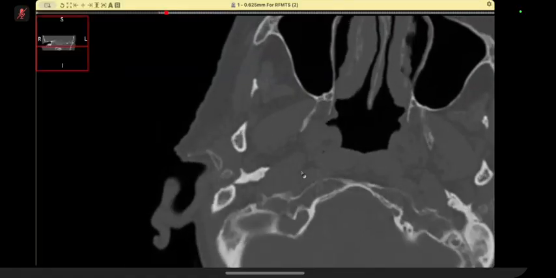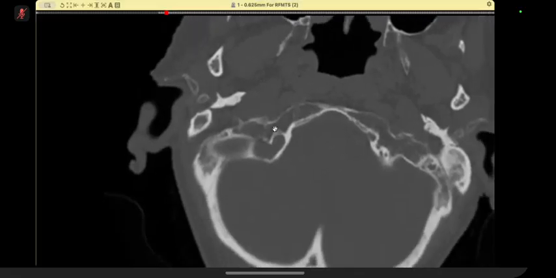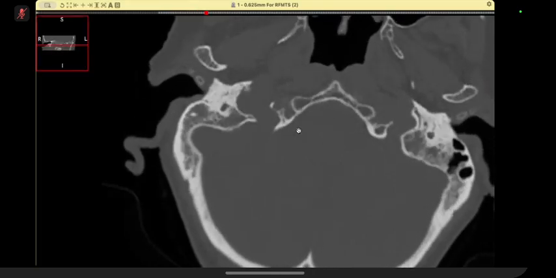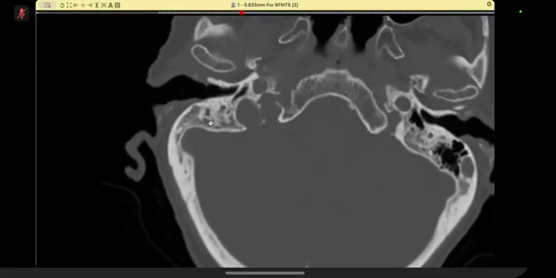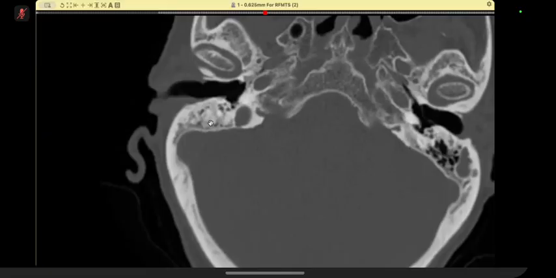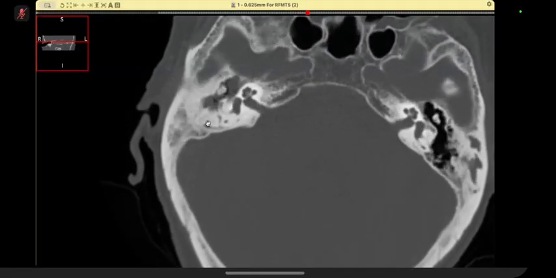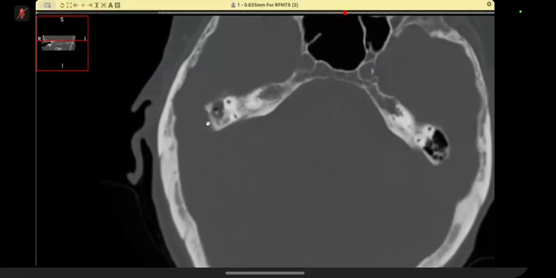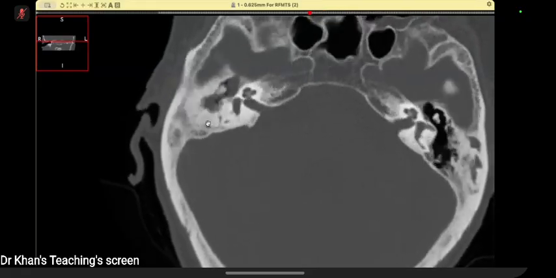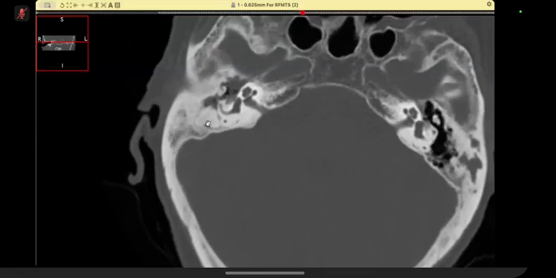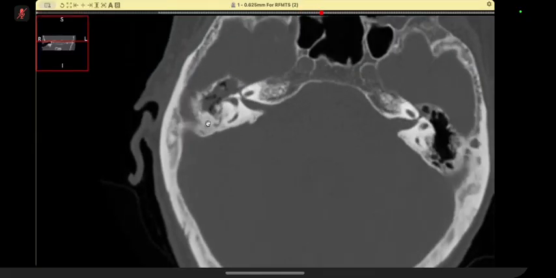Okay, sir. I'm provided with the cone view HRCT of the temporal bone. Okay, sir, I'm scrolling, and I can appreciate that there is a loss of aeration in the right-sided mastoid air cells, along with destruction of the mastoid air cells. As I scroll down, there is opacification of the middle ear cavity, and the ossicles are not clearly visualized. There are erosive changes noted in the region of the mastoid as well.